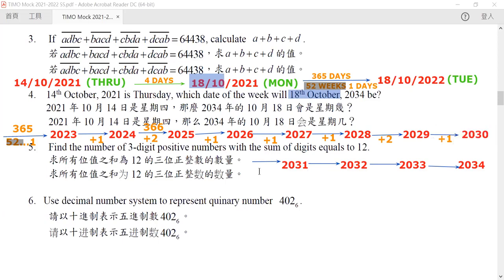Then again, 2029, 30, 31 are all normal years, so we just add 1. And now from 2032, we add 2 because of the leap year. And then finally, 2033 is a normal year, so we just add 1. So how many days have we added?